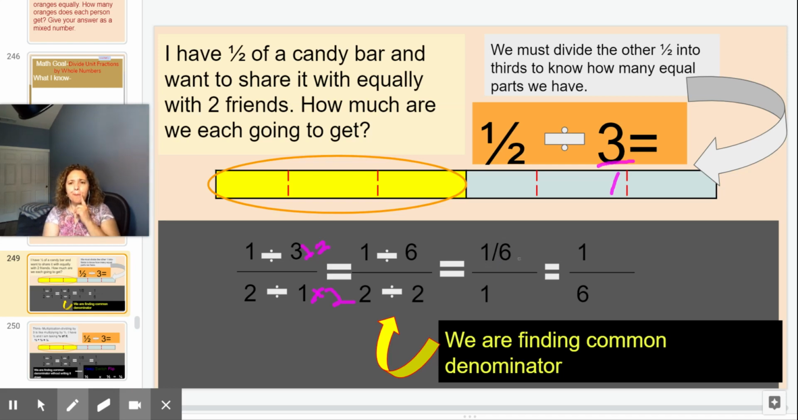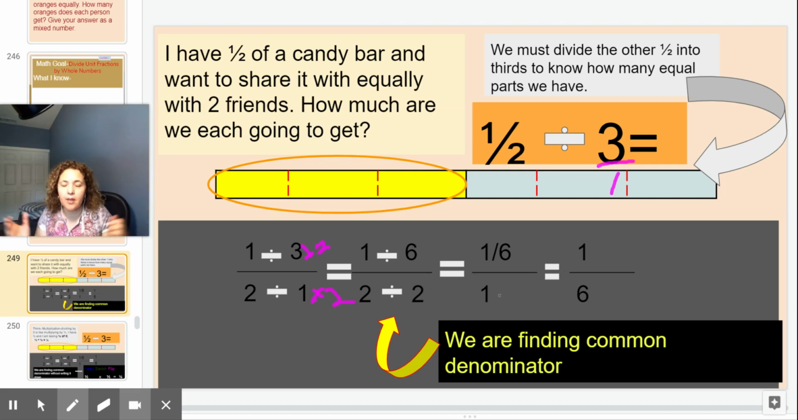But now, this looks a little bit different. I have a fraction divided by a whole. So I have 1/6 divided by 1. But don't let that fool you because think about it. What do you know about dividing by 1? So think about it. Let's say you have 3 and you divide it by 1, what's your answer going to be?